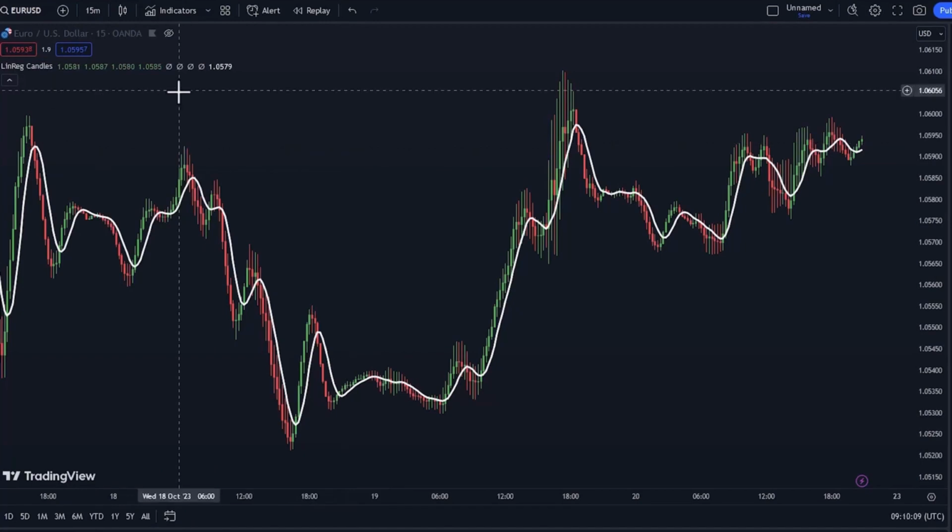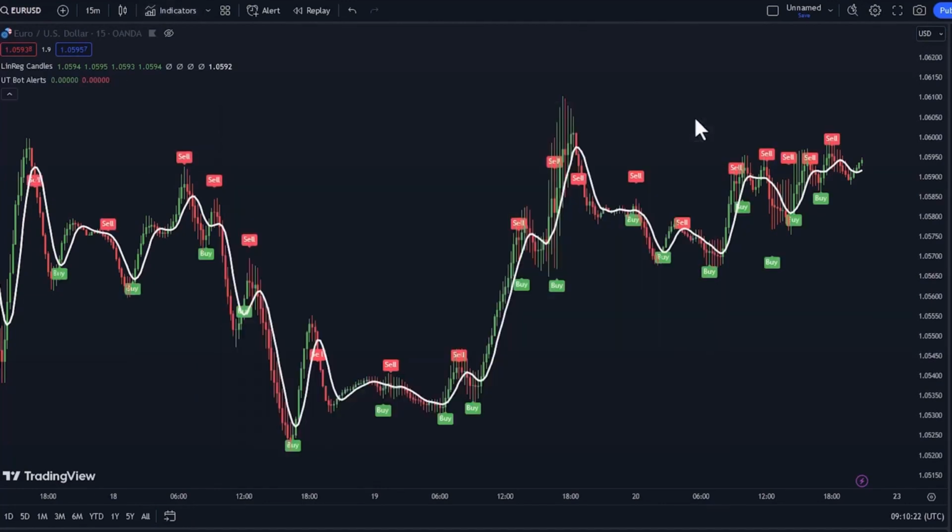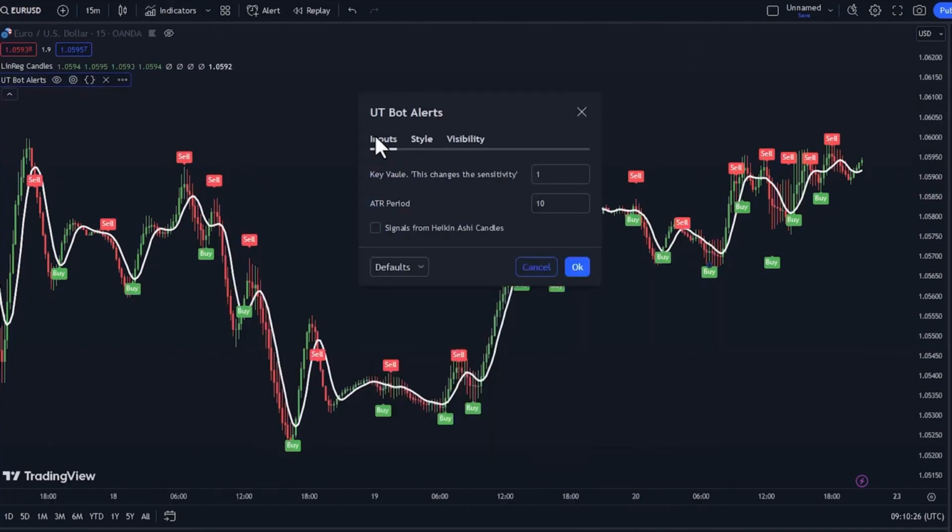The second indicator that I use is the UT Bot. Well, for this indicator, you also need to make some adjustments to its settings. We need to change the kill level to 2 and convert the ATR period to 11.